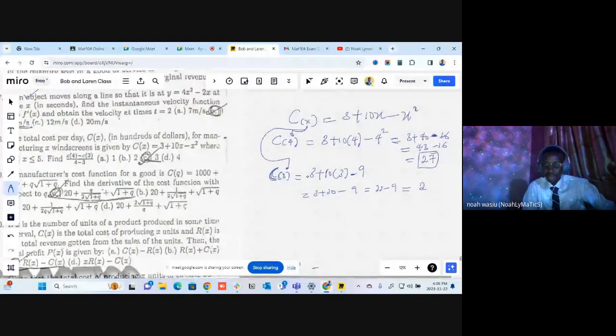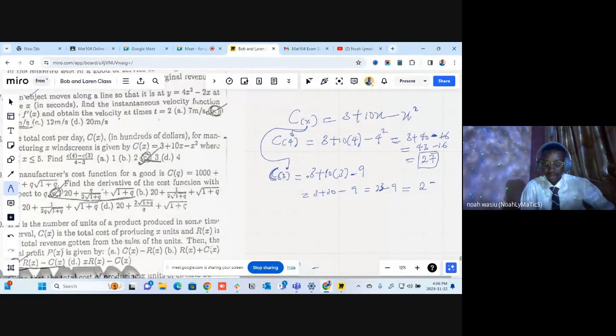Am I correct with this? 43 minus 17. That's 27. This one is correct. So what is 33 minus 9? That should be 25. That should be 24. Sorry.